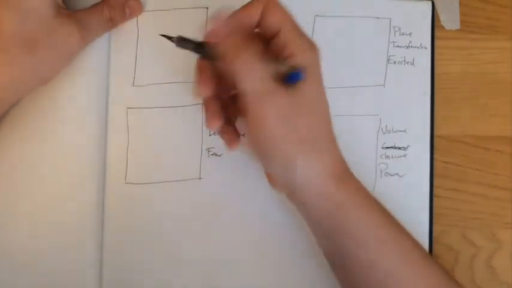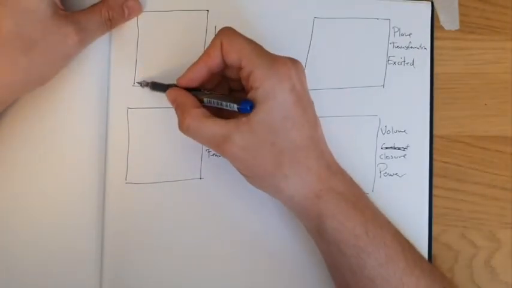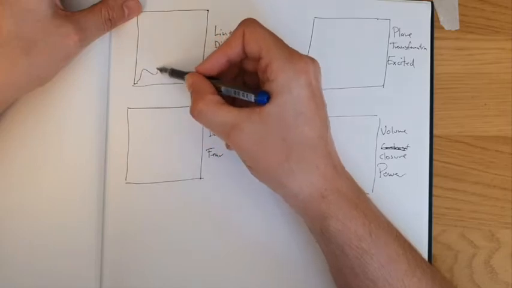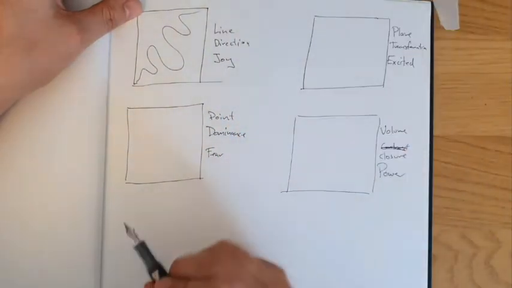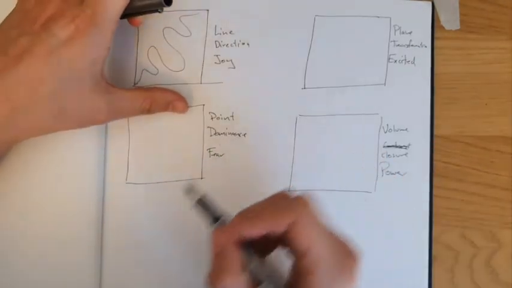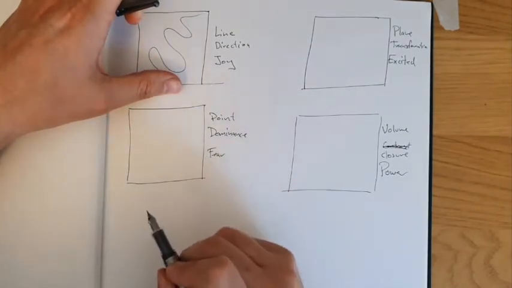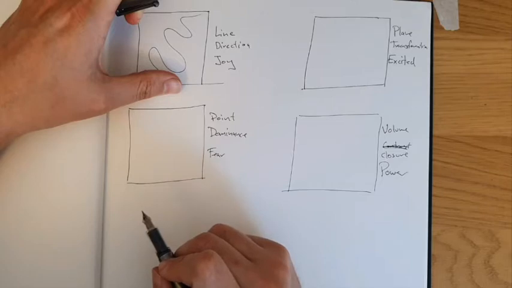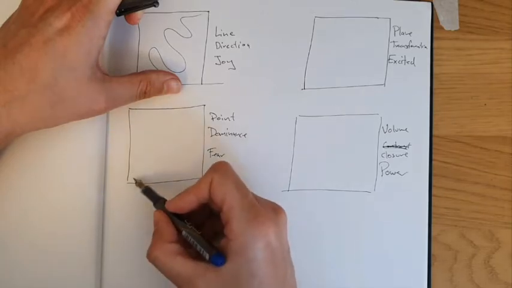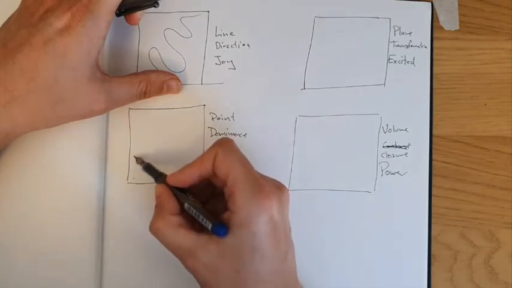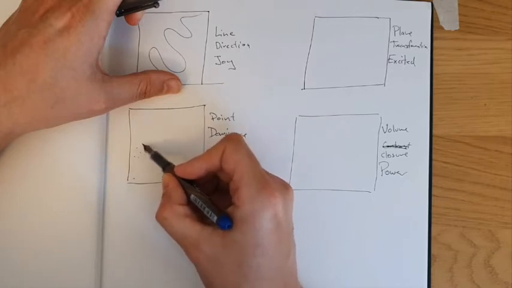So here you can see that I've got some boxes and some emotions. The first one I'm using line and direction to communicate joy, and you can see I'm moving from the bottom left to the top right, and we're moving in an upward motion which could indicate joy. And the shape of the line, it's very curvaceous, which is very positive and joyful.